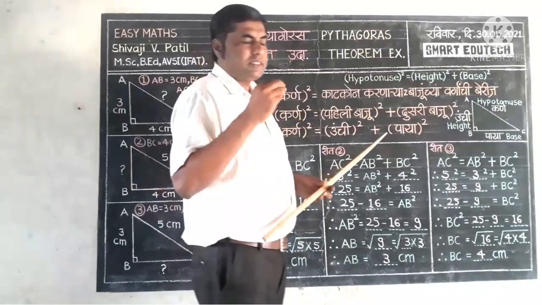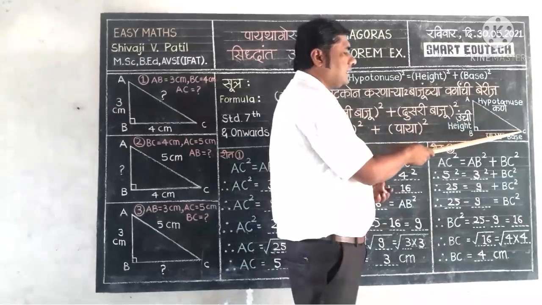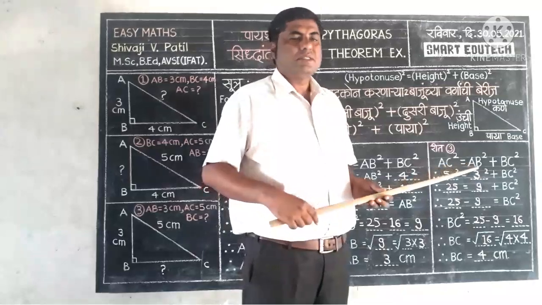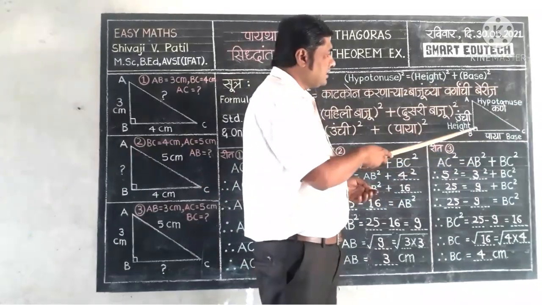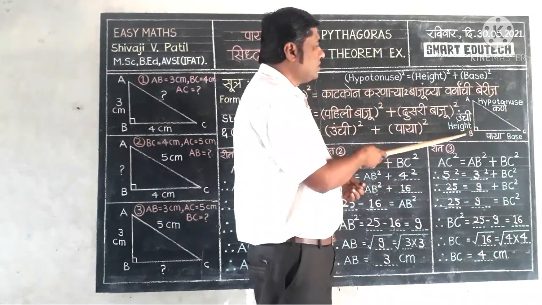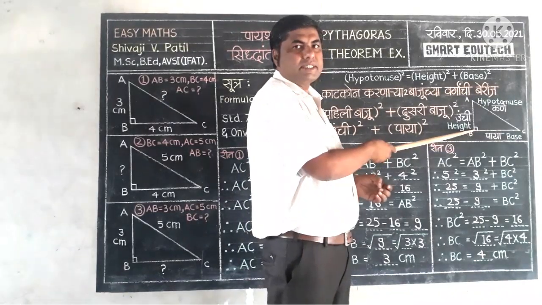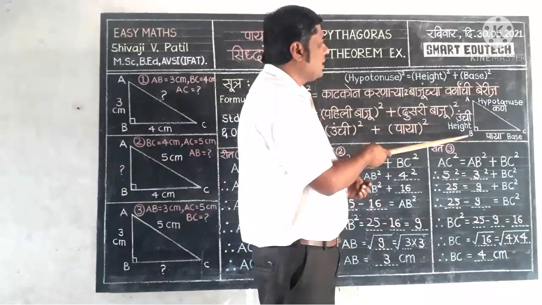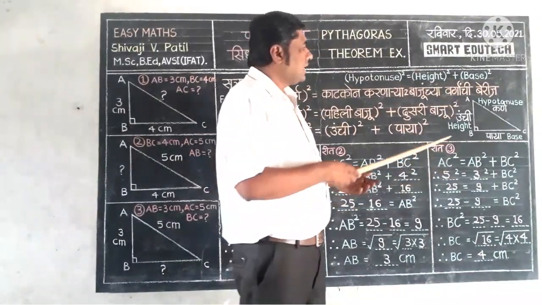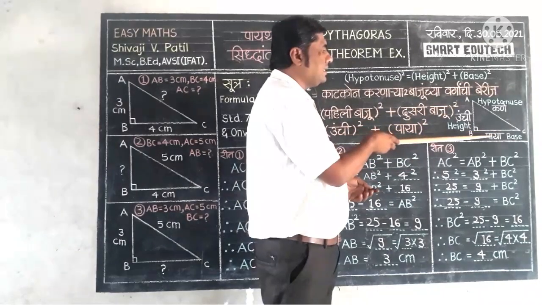As well as it has three angles: angle A, angle B, and angle C. Suppose among these three angles, one angle is 90 degrees, then such a triangle we call a right angle triangle. Here you can see angle B is 90 degrees, that means it is a right angle. This right angle is made by two sides, side AB and the second side BC.